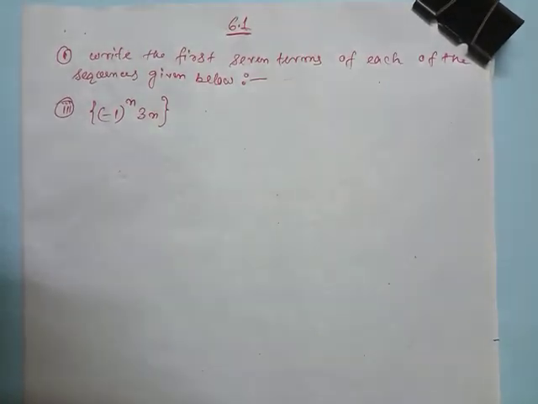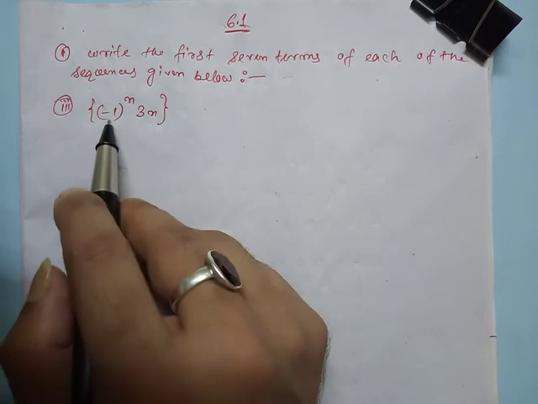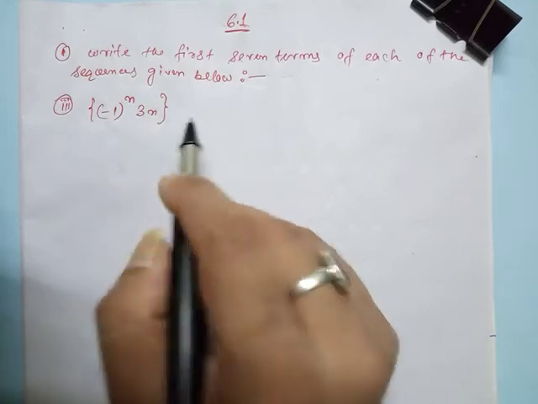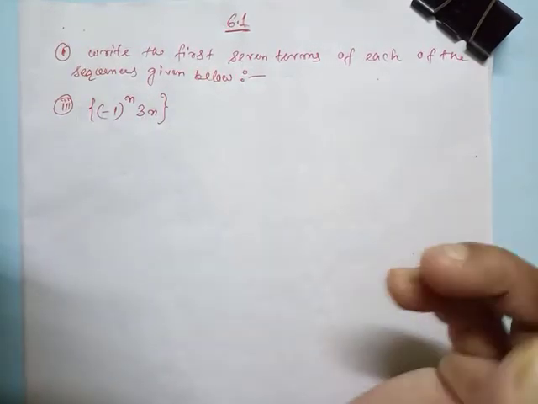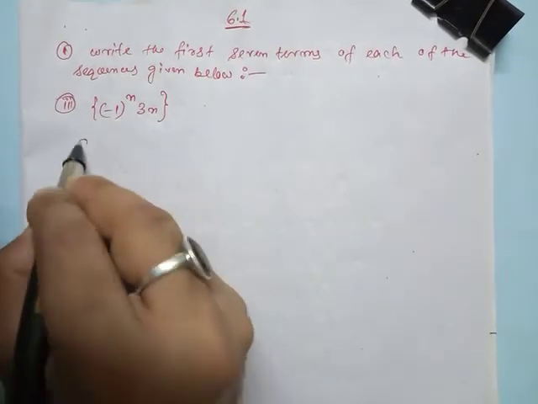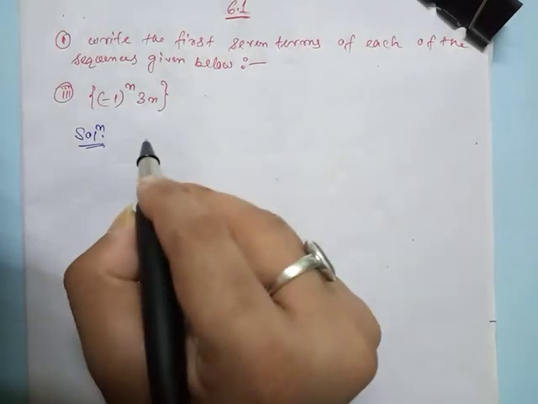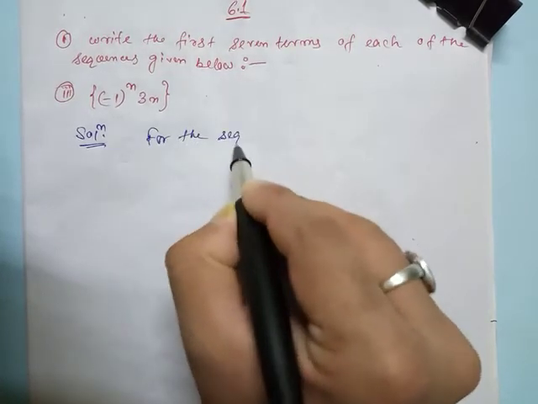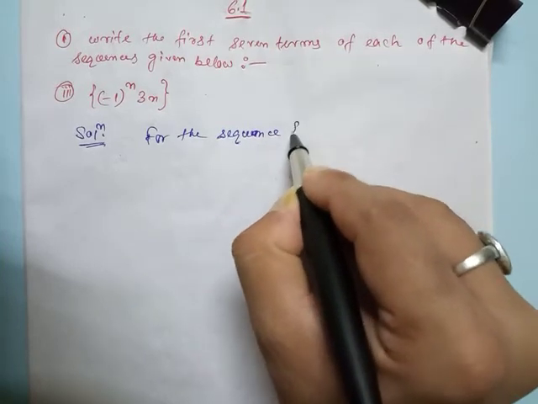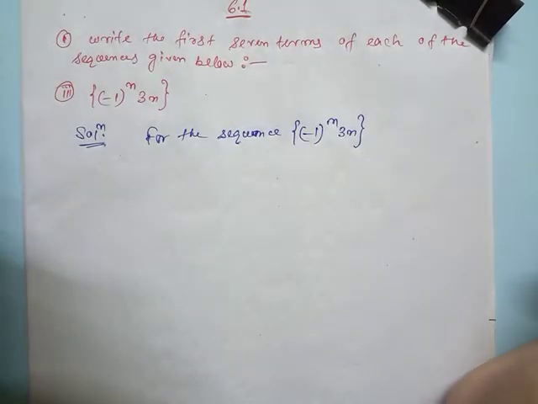Write the first 7 terms of each of the sequences given below. Now this time the question is quite different. Minus 1 to the power n, 3n. This is the question. We have to find out the first 7 terms of the given sequence. Now let's have a look how to solve this. First I will write here solution. Then I will write here for the sequence minus 1 to the power n, 3n. The given question I have written here.